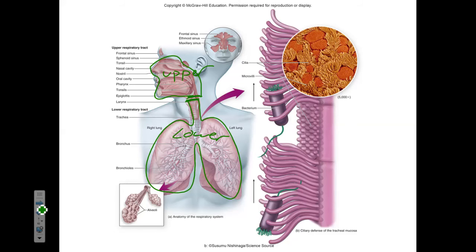Some defenses that we have in our respiratory tract include a mucociliary escalator within our trachea. This mucociliary escalator is going to function to capture bacteria that have been inhaled. The bacteria are going to be moved superiorly, or up out of the trachea. Moving the bacteria, we have many ciliated cells that are constantly beating their cilia, moving the bacteria and moving the mucus that has trapped the bacteria.